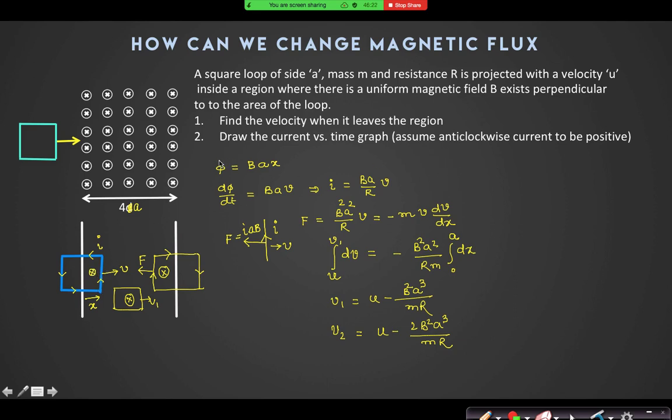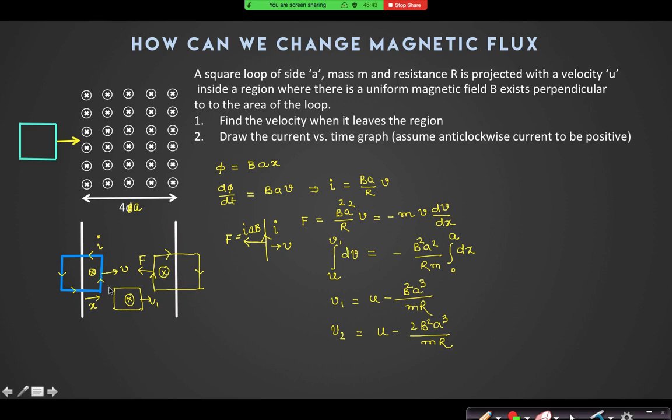I had done this in a different way, but I got this answer. I used the energy conservation. Yes, energy you can also use. For energy conservation, I did half mv square plus I square t is equal to constant. Then I differentiated it.